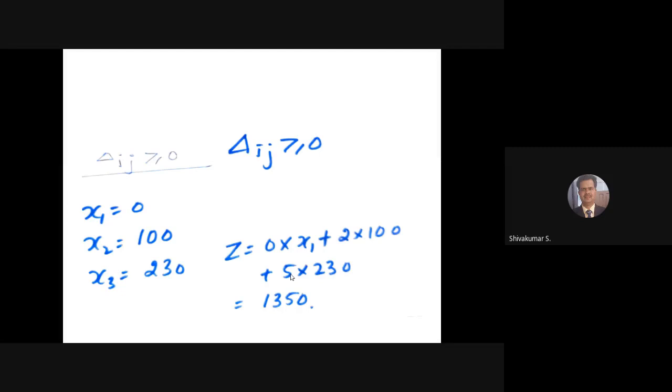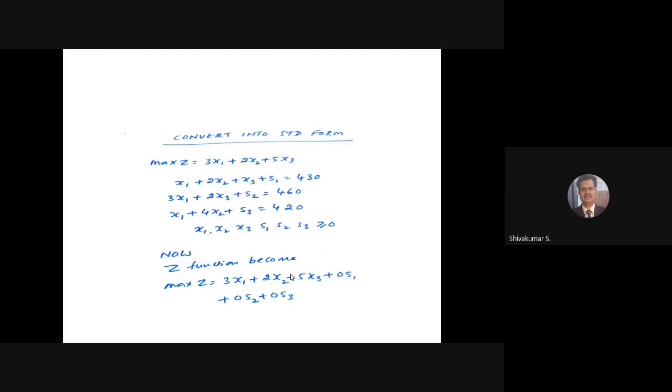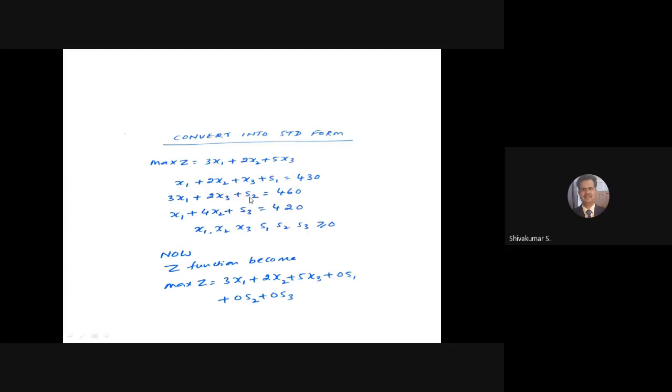Okay. See, this is the problem given. I'll repeat it one more time. In the problem given, you are converting into an equal sign because you have a less than sign here. You are introducing the variables S1, S2, S3. These are the slack variables, plus variables. So now you are going to get the z function: 3x1, 2x2, 5x3, 0s1, 0s2, 0s3. That's the standard form.